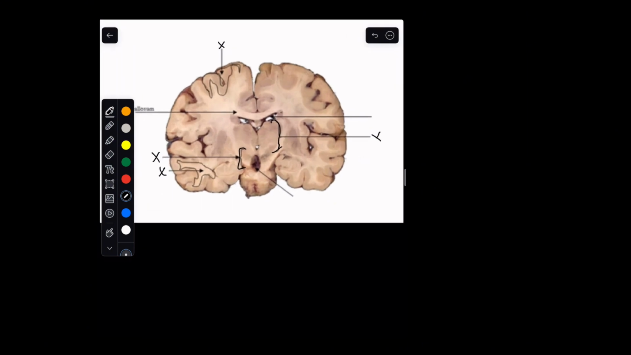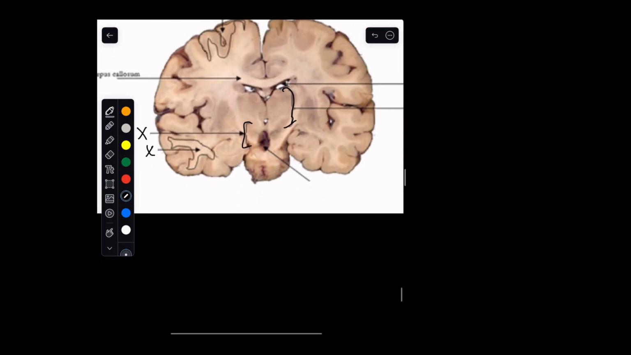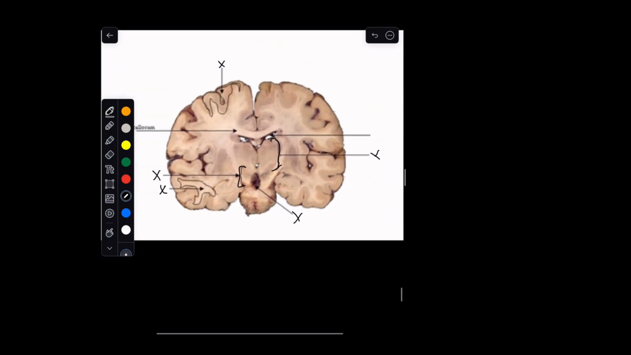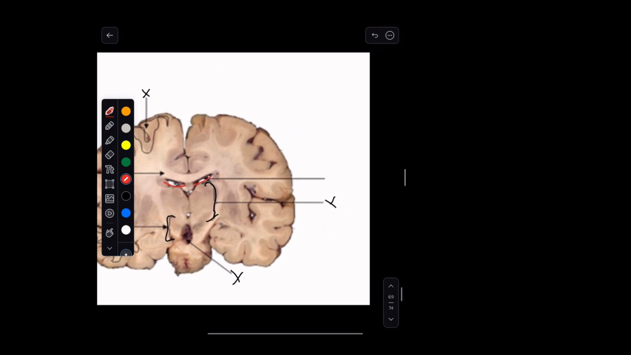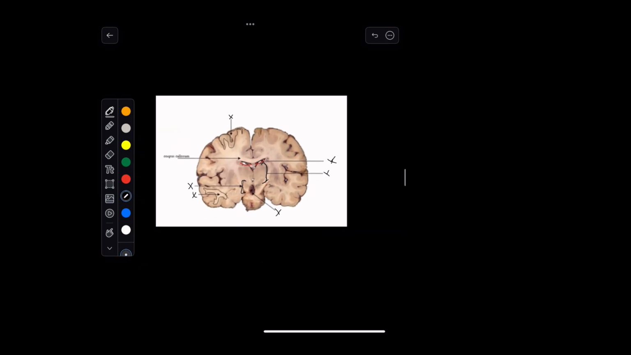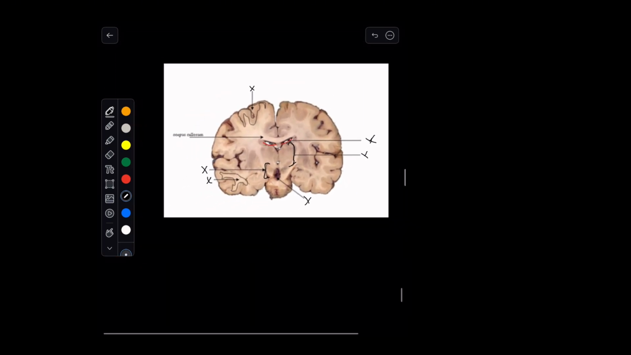Going over the ventricles of the brain, the structure or ventricle is known as the third ventricle. Okay, and then finally, there's two of them, right here and right here. That right there is the lateral ventricles. Okay, that should be it with the coronal view of the brain.